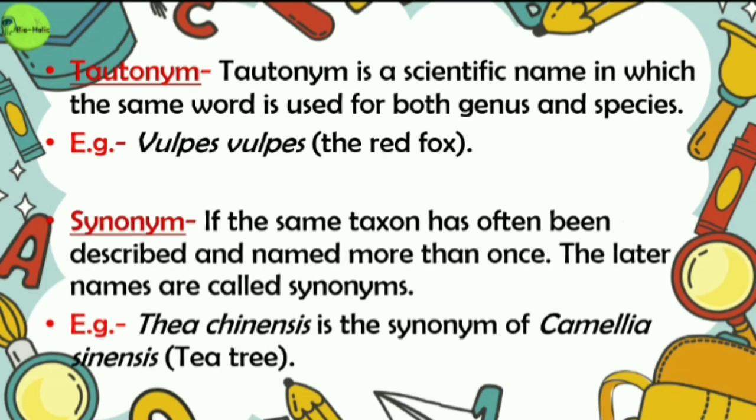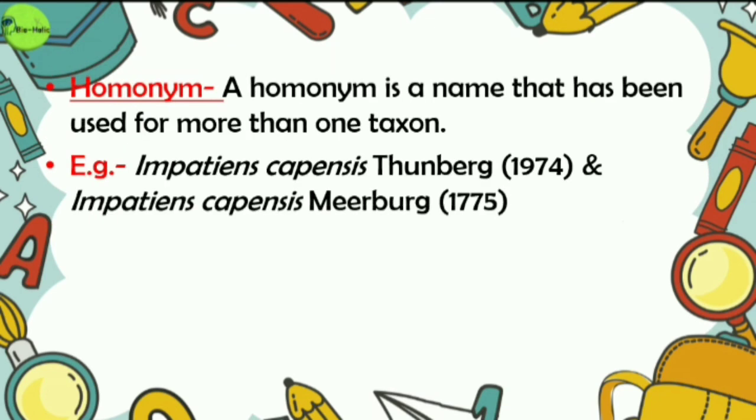Next one is synonym. So if the same taxon has often been described and named more than once, then the later names are called synonyms. For example, Thea chinensis is the synonym of Camellia sinensis. Next one is homonym. So a homonym is a name that has been used for more than one taxon. Example: Impatiens capensis and Impatiens capensis. You can see the dates.